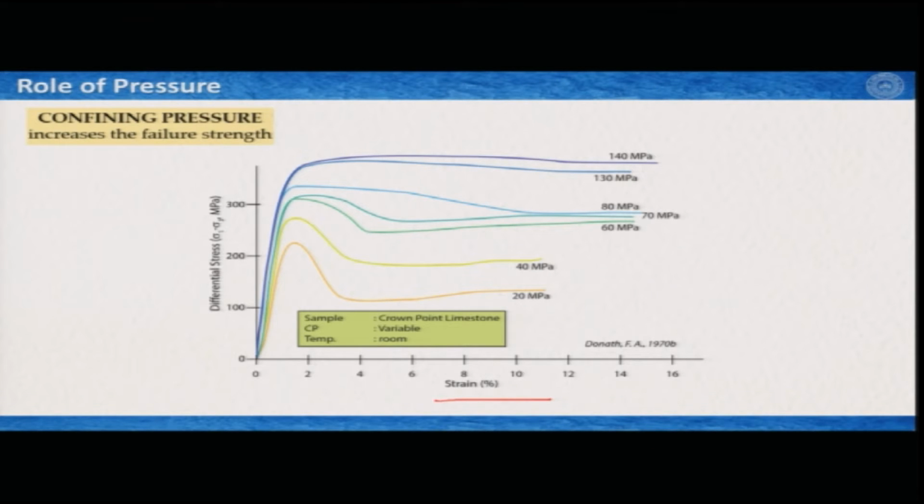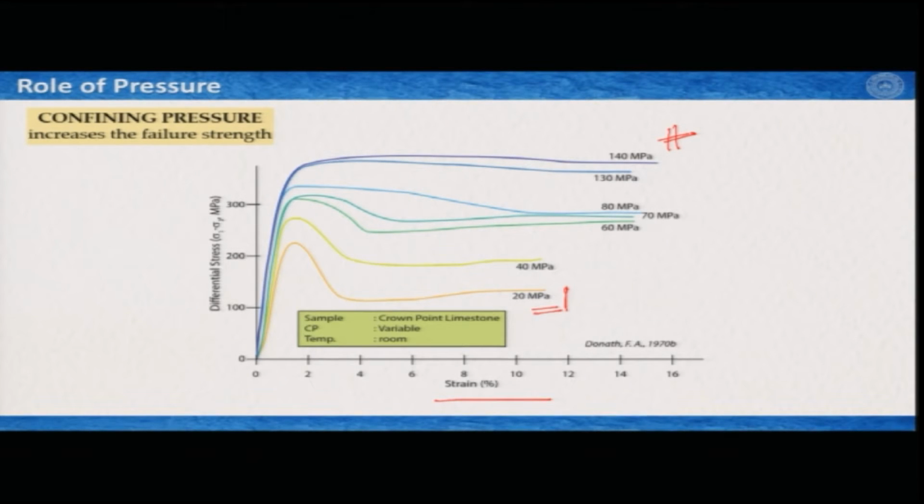That means the sample was taken to different pressures, different isostatic conditions, and then it was deformed. So, the isostatic pressure or confining pressure was variable, it ranged from as low as 20 megapascals to 140 megapascals. You know the pressure conversion with the depth, and you can think about what depth corresponds to 20 megapascals, and what depth corresponds to 140 megapascals.